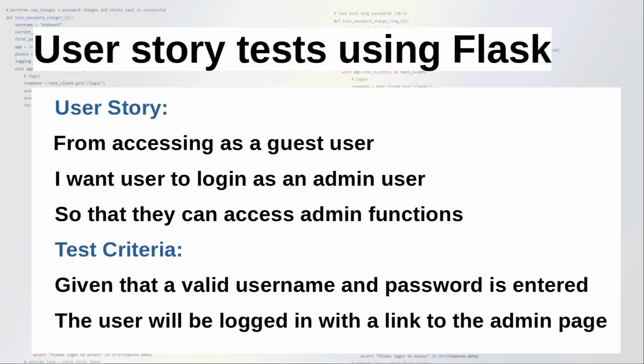When I create functional tests, I often start by looking at the user stories from Agile development methodology. This is an example of a user story, which is to be able to log in as an admin user. So it starts from accessing as a guest user, and then I want the user to log in as an admin user, and then this should allow them to access admin functions. The test criteria is to ensure they've entered a valid username and password, and that the user is then logged in, and there should be a link to the admin page.